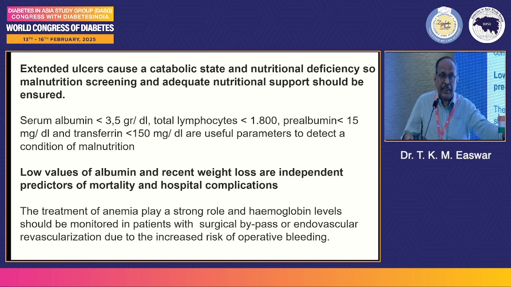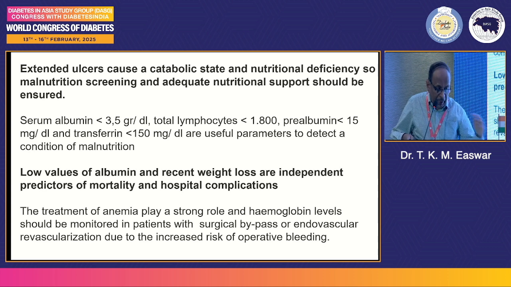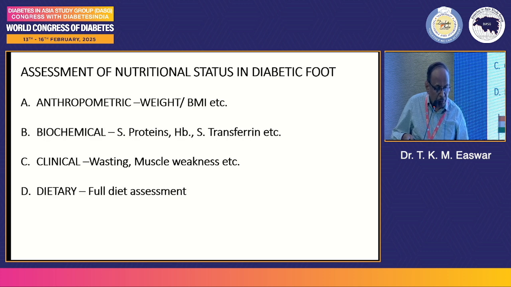We should also look at the anemia. Sometimes in infection, the hemoglobin will drop suddenly, and if we don't take care of the hemoglobin, obviously the infection is not going to be treated. And patients who had revascularization surgery, with a graft or whatever, are at very high risk of intraoperative or postoperative bleeding, and so hemoglobin monitoring and the nutritional state monitoring in general are also very important.